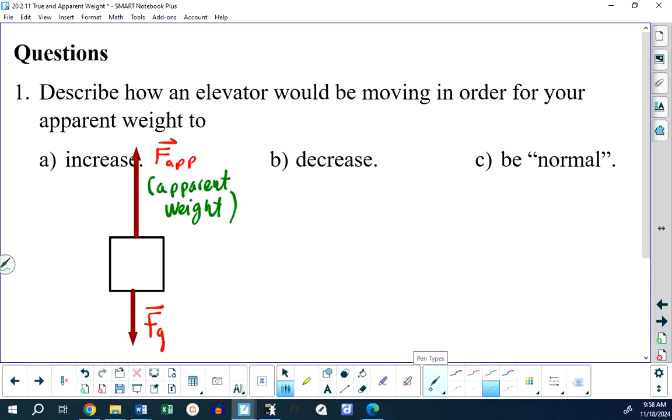The APP in red doesn't stand for apparent, it stands for applied. But we lucked out because applied and apparent both start with APP. This is what we're calling in this lesson true weight. So how could this happen? The only way it could happen is if the acceleration is upward, because there's more force up than down.